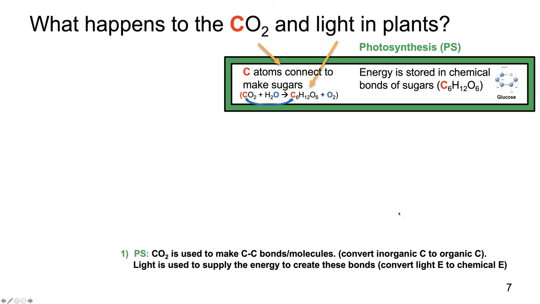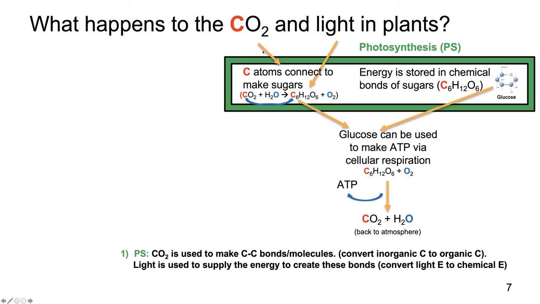And so you're converting light energy into chemical energy in the bonds of this molecule. And that chemical energy is a better biological currency. And so you're turning electromagnetic radiation, electromagnetic energy into chemical energy that's more biologically useful and biologically reactive. So that's photosynthesis. So this is one thing that happens to the CO2 and light in the plants. Okay, so let's figure out what happens next with that glucose.